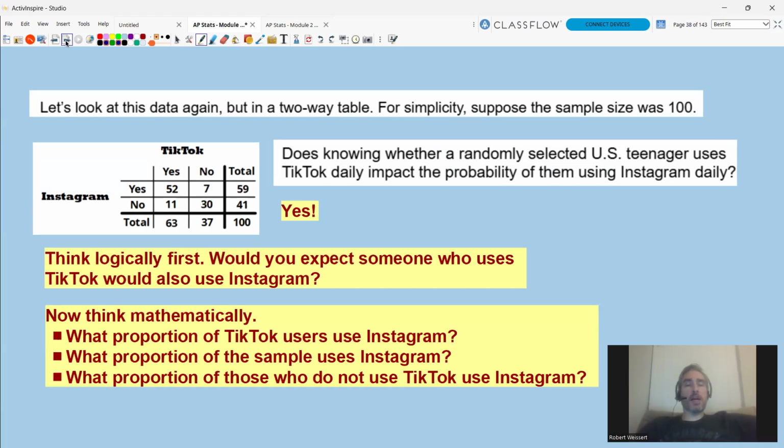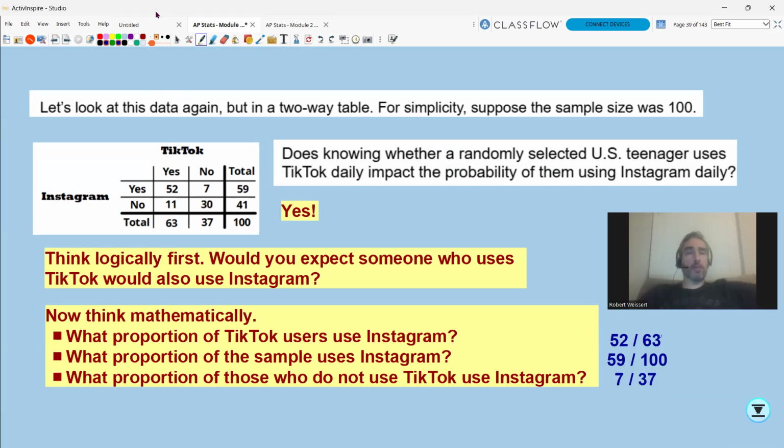Now think mathematically. What proportion of TikTok users use Instagram? What proportion of the sample uses Instagram? And what proportion of those who do not use TikTok use Instagram? You're going to get about 3 proportions you can get from the table here. 52 out of 63, that's the TikTok users that use Instagram. 59 out of 100 are just Instagram users in general. And 7 out of 37 are the non-TikTok users who use Instagram.